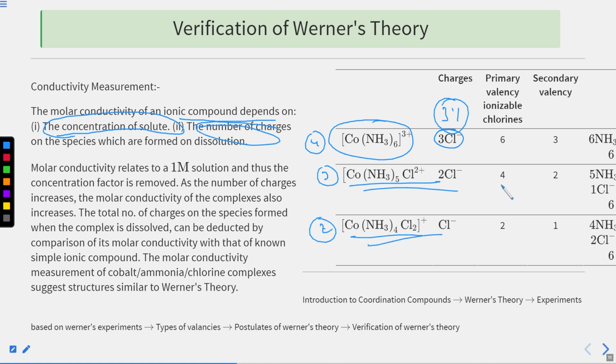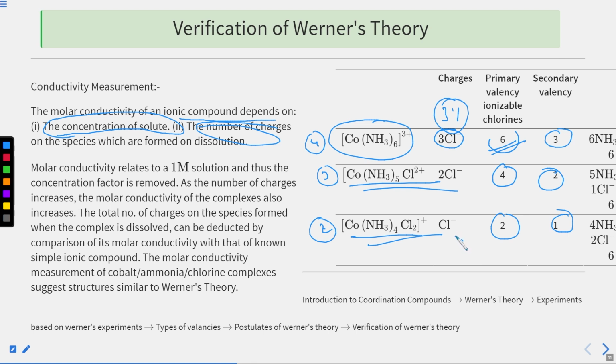So on this experiment, we can also say that this one has primary valency ionizable chlorines as 6. That means the chlorines that are involved in primary valency are 6. In this case, it is 4. In this case, we have 2. Whereas in secondary valency, it is 3, it is 2, and it is 1. Okay, got it? So this was Werner's theory.